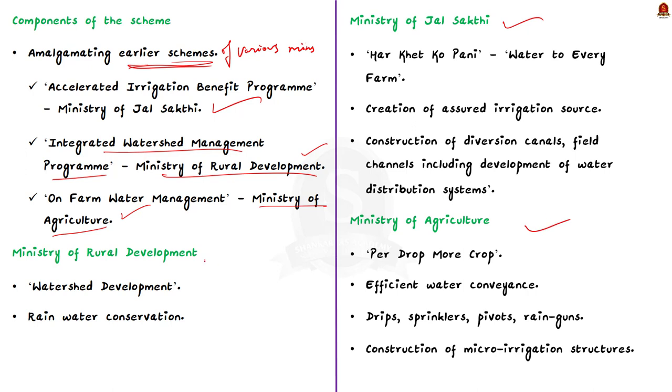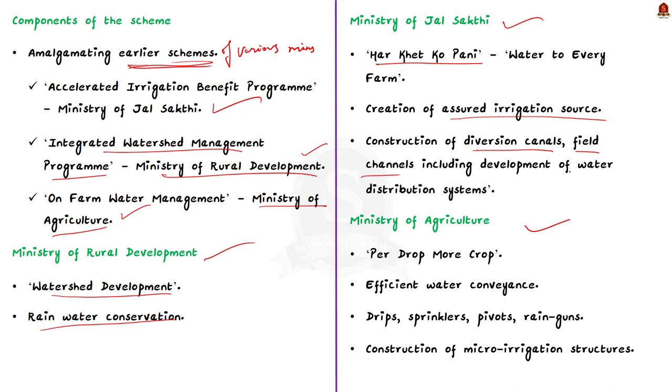The component of the Ministry of Rural Development is Watershed Development. This is to mainly undertake rainwater conservation, then the construction of farm ponds, water harvesting structures, small check dams and contour bunding, etc. Next, coming to Har Khet Ko Pani. This particular scheme is being implemented by the Ministry of Jal Shakti. It means water to every farm. The objective of the scheme is to undertake various measures for creation of assured irrigation sources, and the ministry will promote the construction of diversion canals, field channels, including development of water distribution systems, etc.